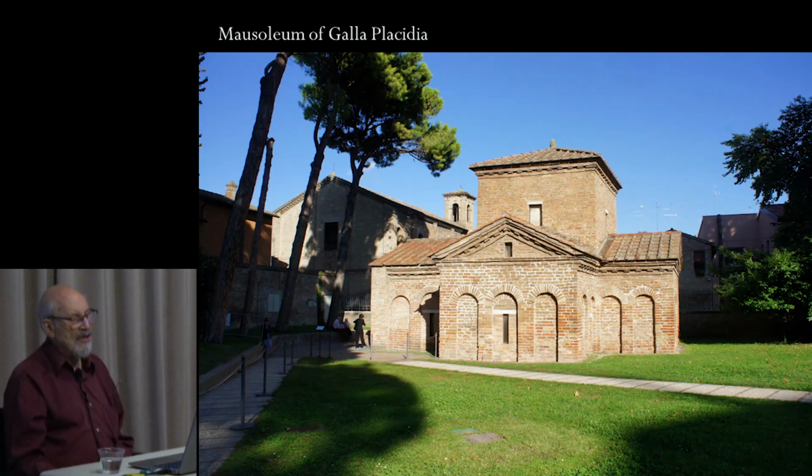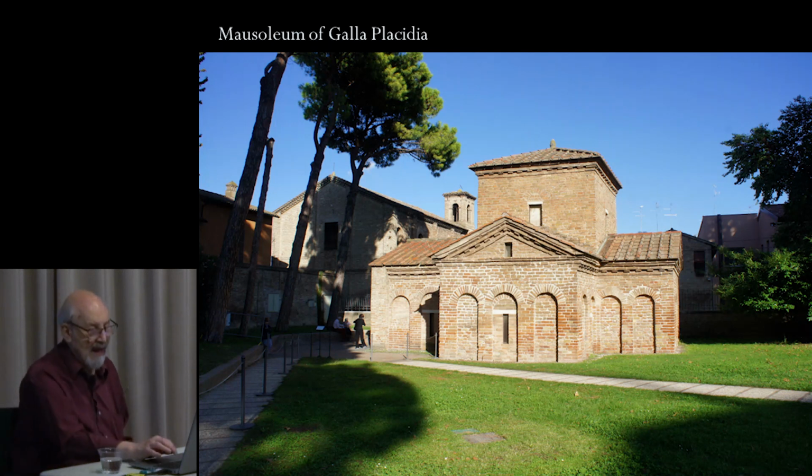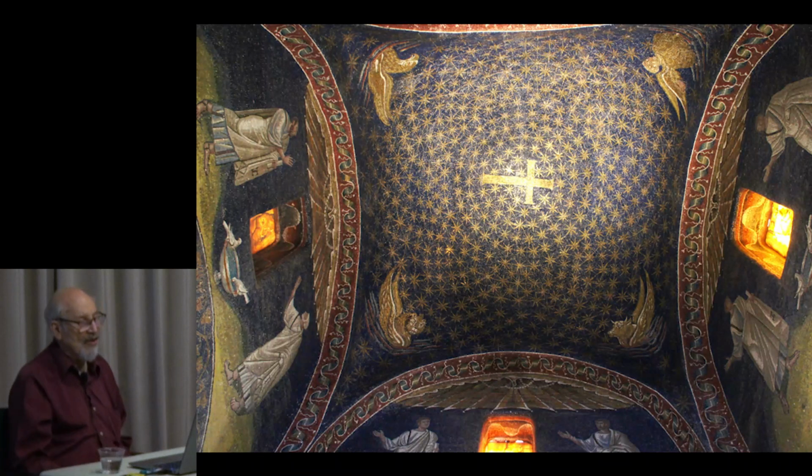And then there's another small building in Ravenna called the Mausoleum of Galla Placidia. Galla Placidia was the daughter of one emperor and the wife of another, and she died, I think, in a painful way, and it's not actually a mausoleum because she's buried in Rome, but she definitely left her mark architecturally. This is the dome.